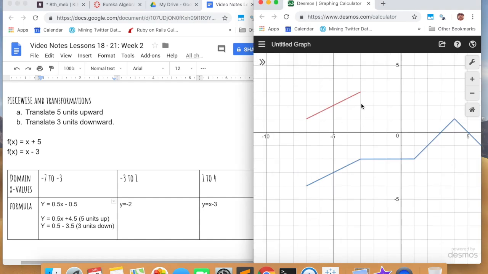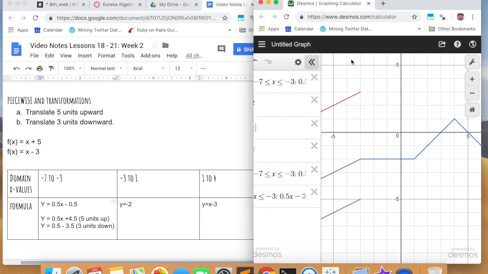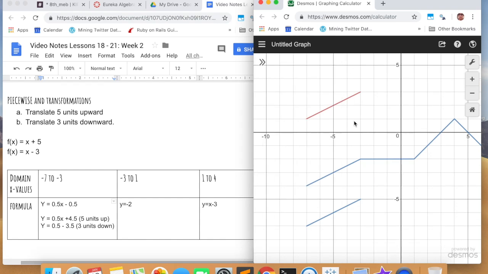How would this look in the graph? There you see in red the transformation of 5 units up. And I'm going to go ahead and add the transformation for 3 units down so that you're able to see it in the same graph. There you see the change in the graph in red of 5 units up, and in dark blue, 3 units down.